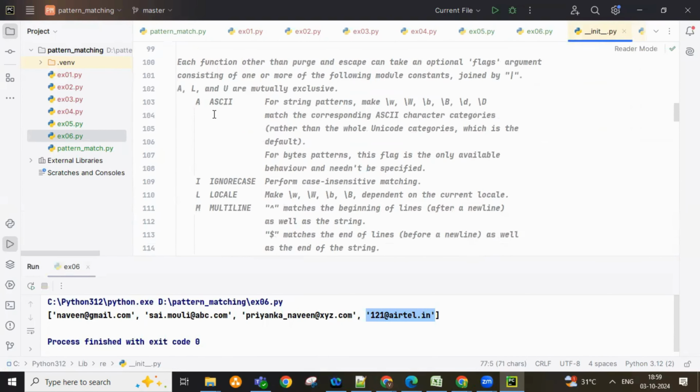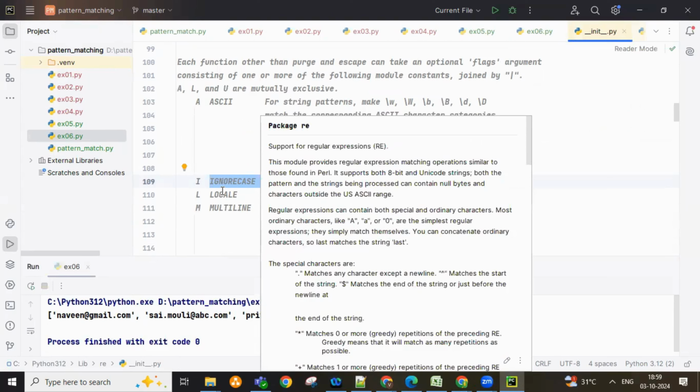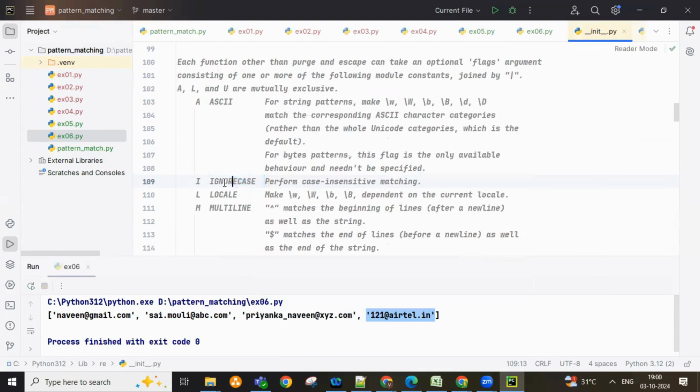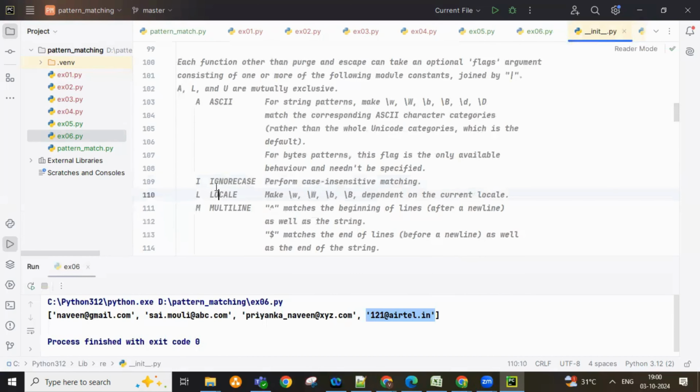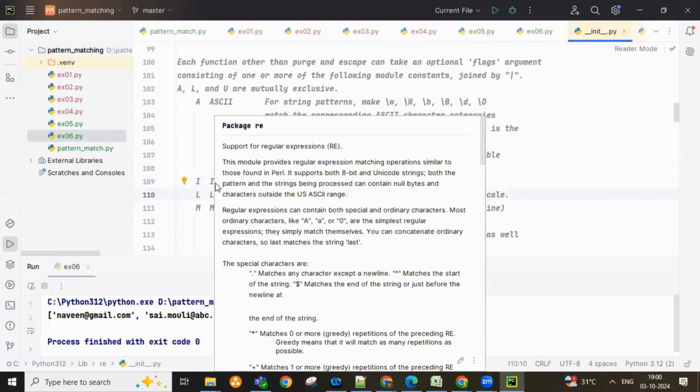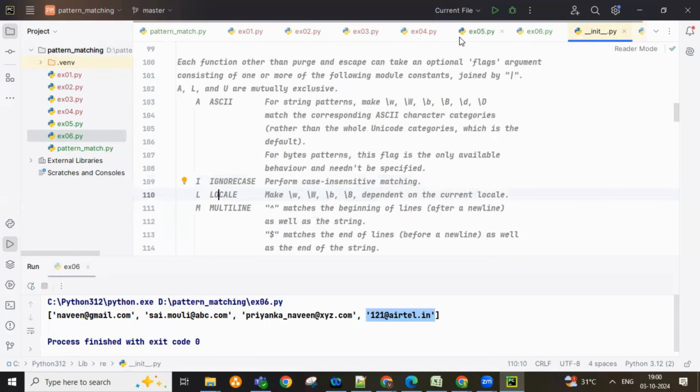Okay, and here there is something called I. This is for flags actually. If you want to ignore the case, for example uppercase and lowercase, we can do this. So we can set the flags.